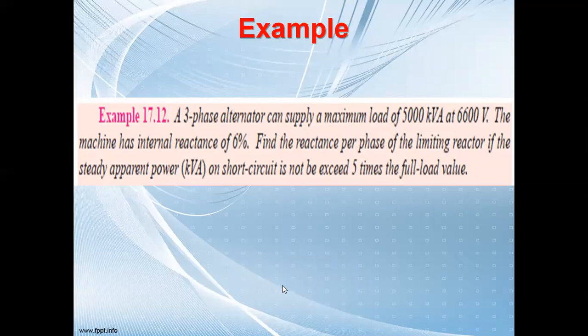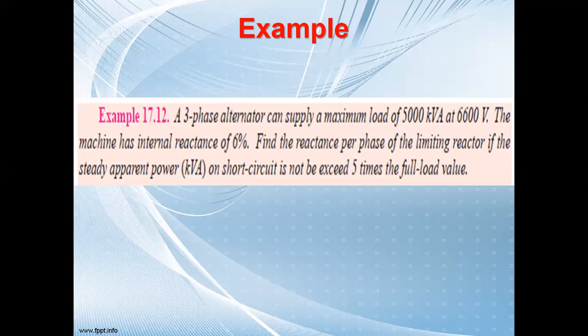Now next problem we'll take this. I think I want some solution from your end. A three-phase alternator can supply a maximum load of 5000 kVA at 6600 volt. The machine has internal reactance of 6%. Find the reactance per phase of the limiting reactor if the steady apparent power on short circuit is not to exceed 5 times the full load value.